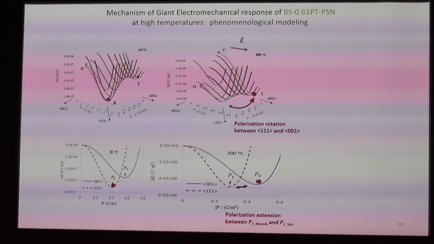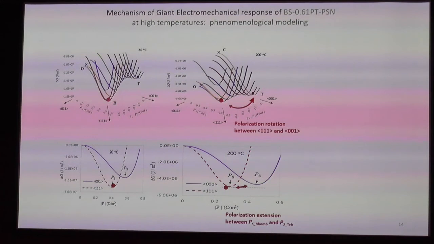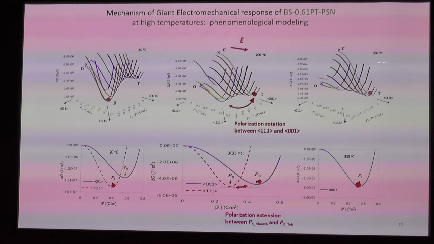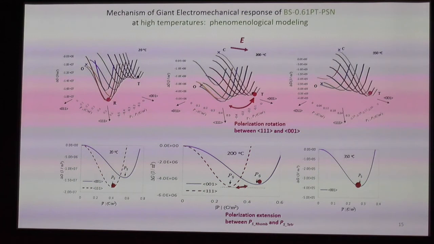And when we remove the field, the system goes back, and the energy barrier is small, and accordingly, the hysteresis is small. And then when we look at the picture at 350 Celsius, only the tetragonal phase is stable, and the properties are much lower, but it is very high temperature, close to the Curie temperature.